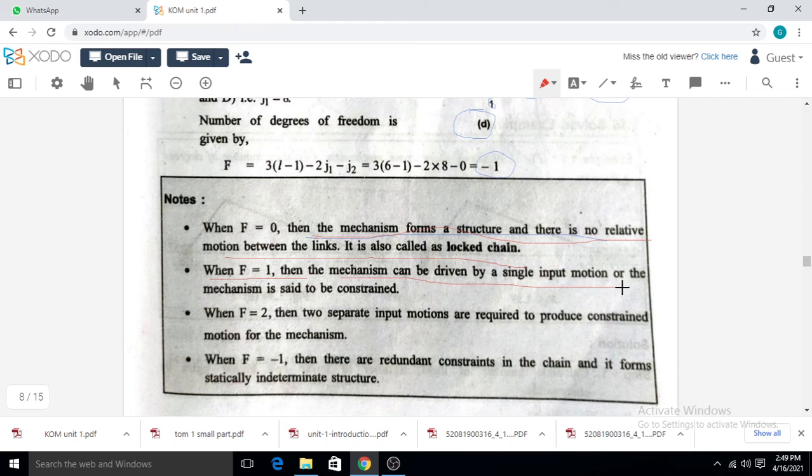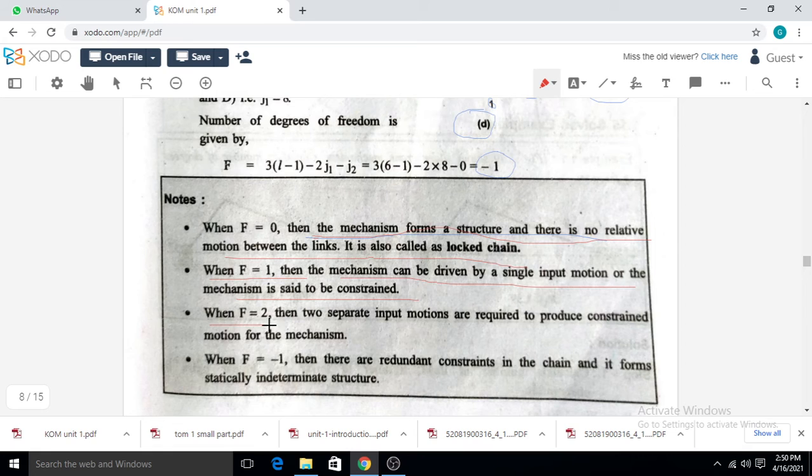by a single input motion. When the degree of freedom is equal to 1, then the mechanism can be driven by a single input motion, or a mechanism is said to be constrained. It means that if we give input to only one link, then the mechanism can be driven, and this is also called a constrained mechanism.